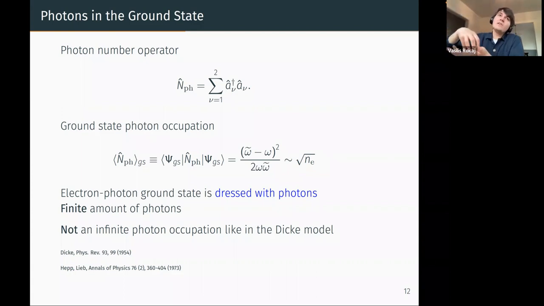There is a finite population, but it's not macroscopic enough to call it a photon condensate, which is what happens in the Dicke model, for example. So here n photon is the total number of photons. So if you divide by area, the density is 0. Exactly. Yes.